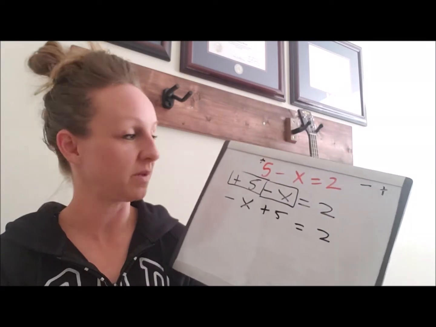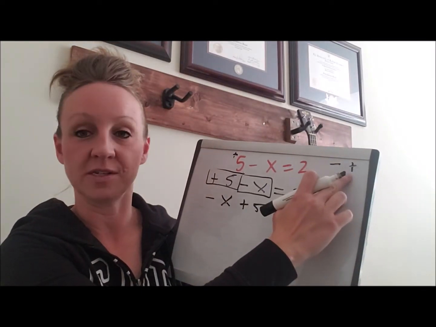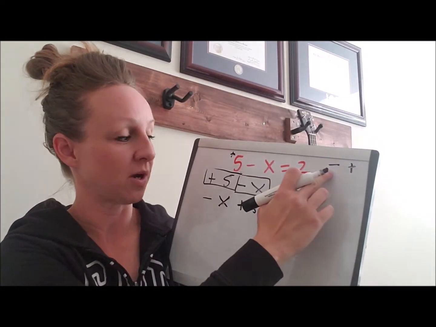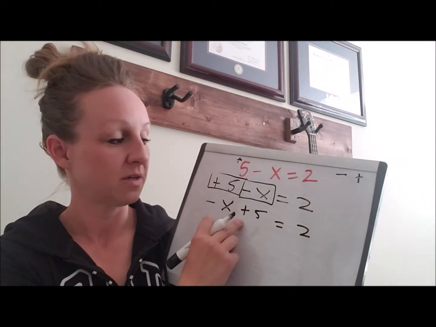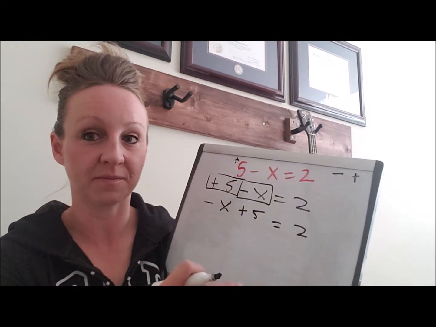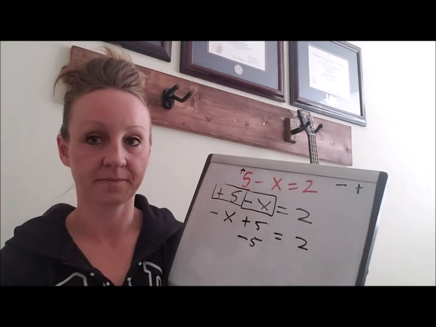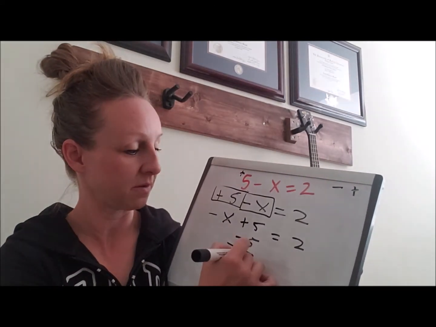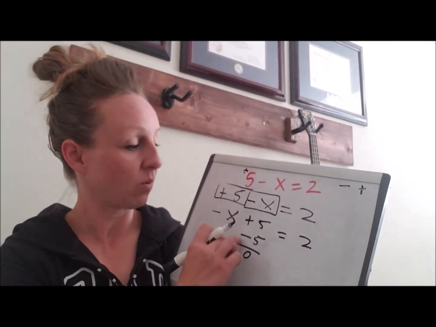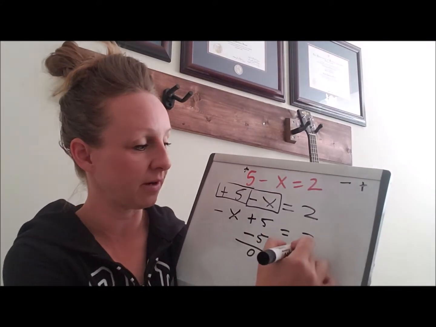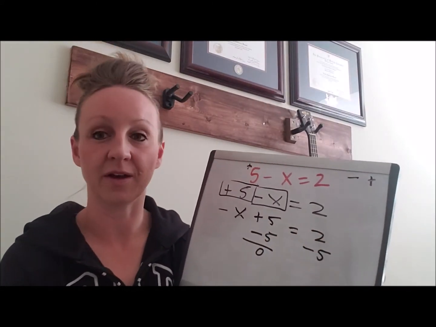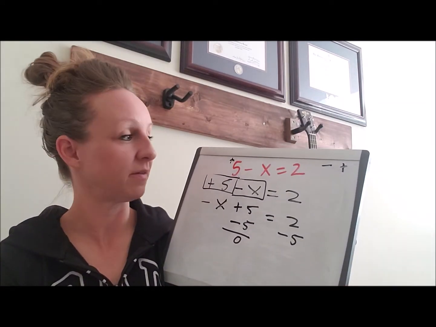Now is when I can do the opposite, right? The opposite of subtraction is addition. The opposite of addition is subtraction. So I've got addition here, and now I'm going to use subtraction to get rid of it. Watch this. I'm going to go minus 5. That's going to zero out. But whatever I do on this side, I have to do over here. Minus 5. So 2 minus 5.